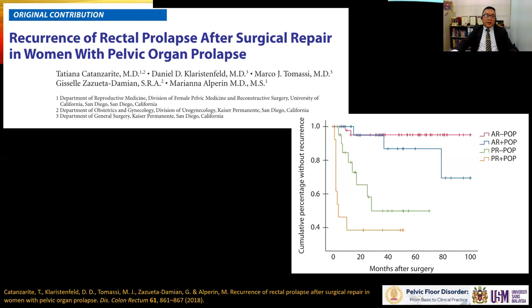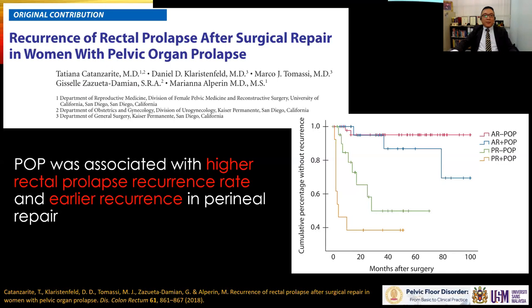Hence, they mentioned that those patients who have a pelvic organ prolapse were associated with higher rectal prolapse recurrence and earlier recurrence. They concluded that in those patients who have a POP, rectal prolapse with concurrent pelvic floor disorder, we should try to offer an abdominal approach, either suture rectopexy, not resection suture rectopexy, or what we're commonly doing now, ventral mesh rectopexy.